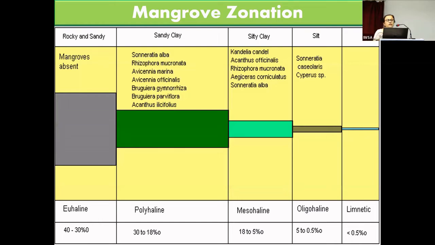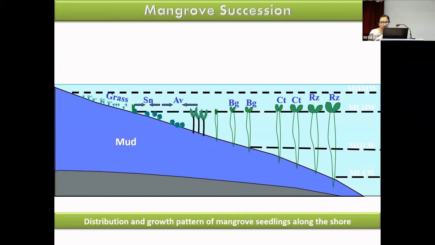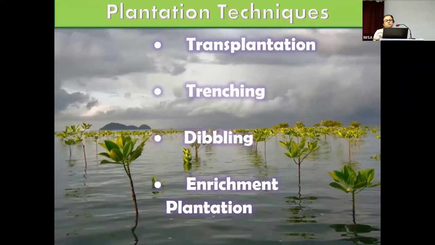This is just to highlight the sandy clay, rocky sandy clay, silty clay, and the species growing in that particular area as successional stages, which I have shown in this figure, along with the salinity. This is the distribution and growth pattern of mangrove seedlings along the shore, which can be easily made out as successional phases of different mangrove species.